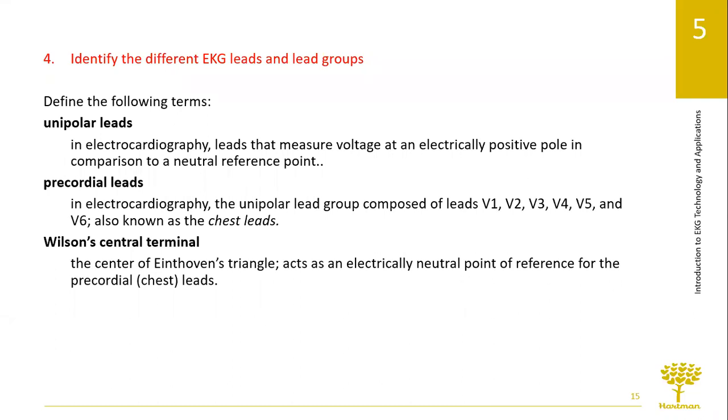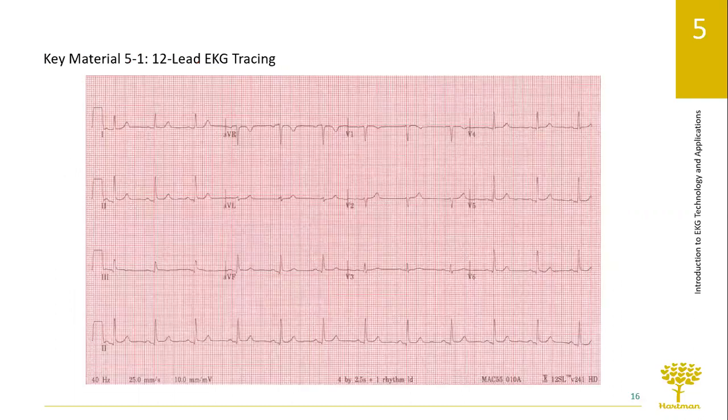Wilson Central Terminal. This is just an electrical neutral point in that Einthoven's triangle. That's just one of those things they like to throw in a test to make sure you've heard of it before.